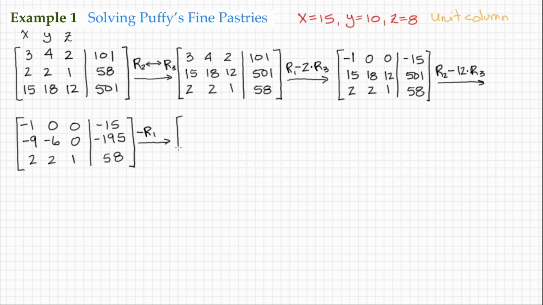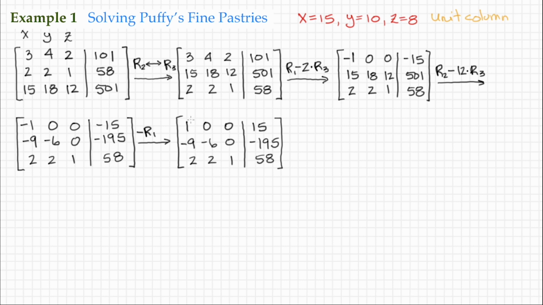And if I do that, negative 1 times this row right here, it's going to change everything positive. This is going to become a 1, 0, 0, bring in my line, 15, finish off my bracket, put in the rest of the values. Negative 9, negative 6, 0, negative 195, 2, 2, 1, and 58.